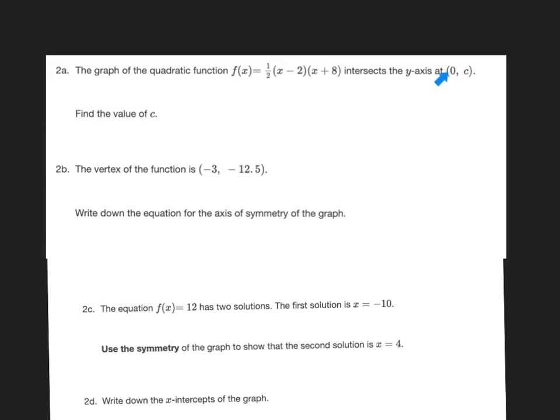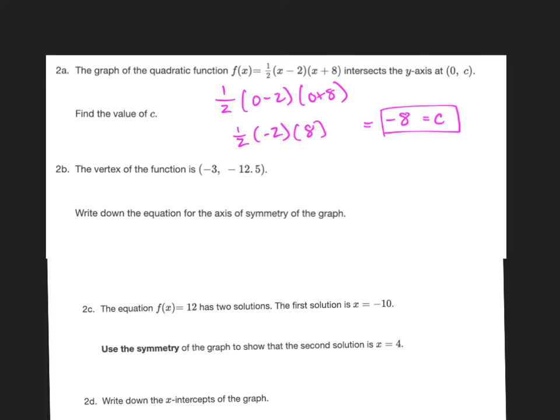That's fairly simple. We just plug in x equals 0. So we're going to go 1/2. Oh, that's not the right color. Let me get 1/2 (0 minus 2)(0 plus 8), and we get 1/2 of -2 times 8. That would be -16, and half of that would be -8. So c is equal to -8.